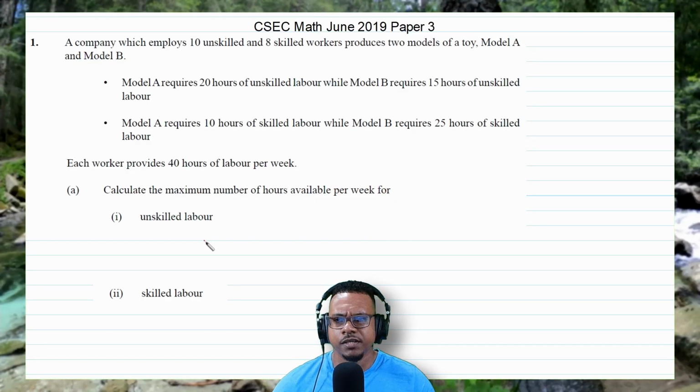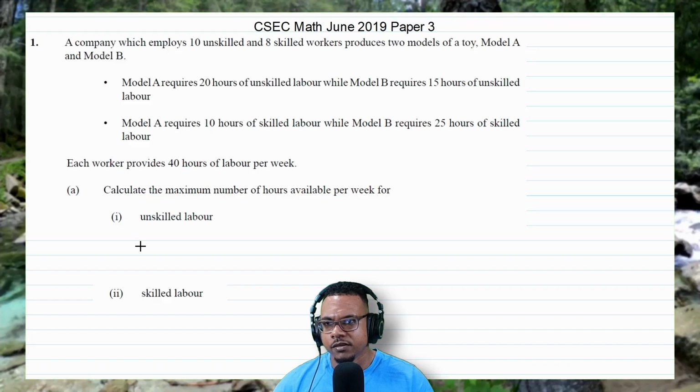And that's simple because you have 10 unskilled workers to provide unskilled labor, right? And we're working a maximum of 40 hours per week. So the maximum hours per week would just be the 10 times the 40. And the same thing for the skilled labor, right? The skilled labor, we have 8 skilled workers, all right, providing a maximum of 40 hours per week. So 8 times 40 will give you a maximum hours for skilled labor.